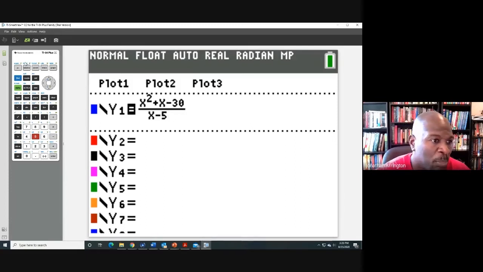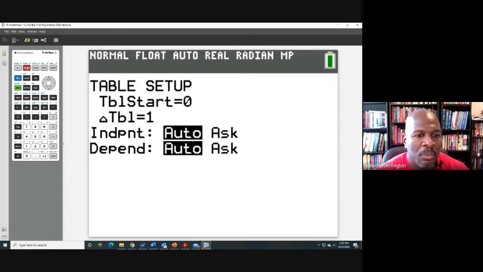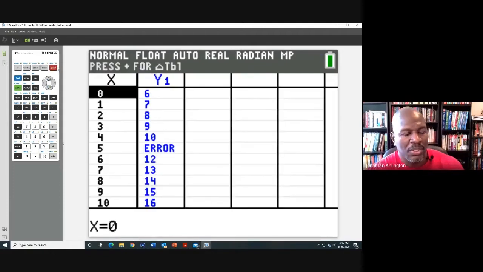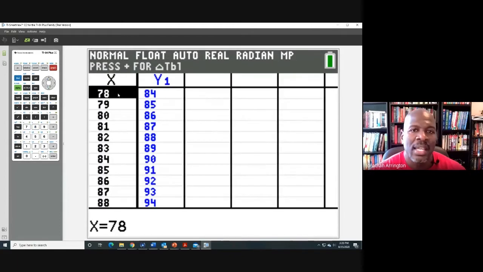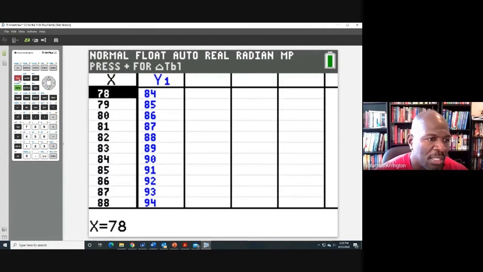Since this is in blue, I need to hit second to get to this. So second window, or second table set. And this table start that you see here is the value where the calculator starts the table. You notice by default it's at 0. So if you were to go to a table, it will start at 0. If I turn this table start to 78 and I went to a table, it's going to start at 78. So that's what table start means.